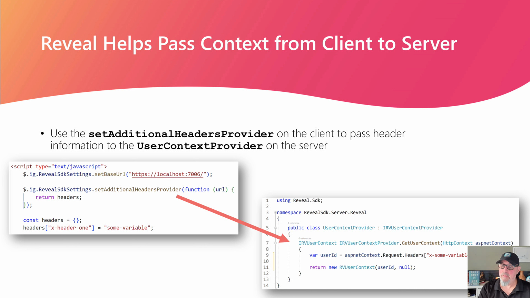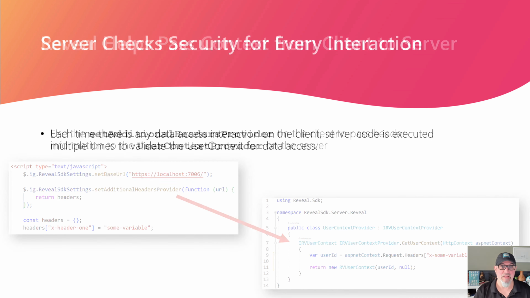In this case, I'm going to grab that header, and actually I have a misspelling here. I have xheader1, x some variable. I'm going to request xheader1, and then I'm going to use xheader1 as the user ID that I'm going to pass throughout my queries. And we'll see how this works a little bit later.